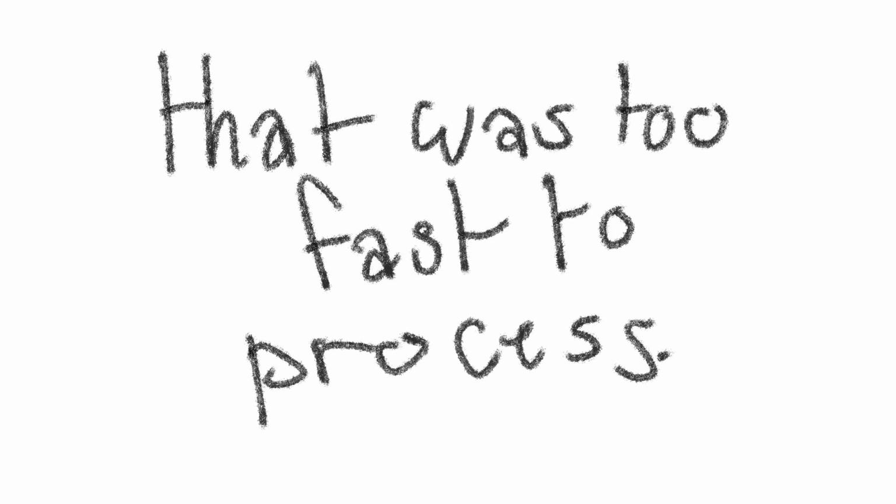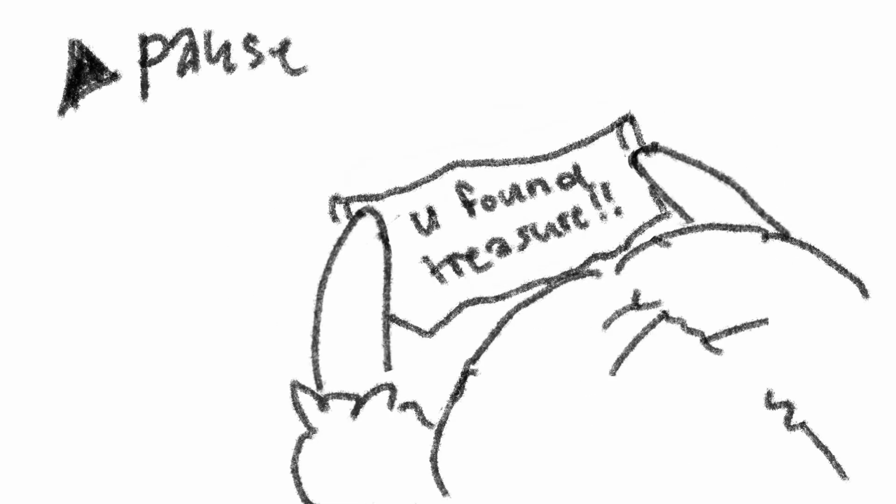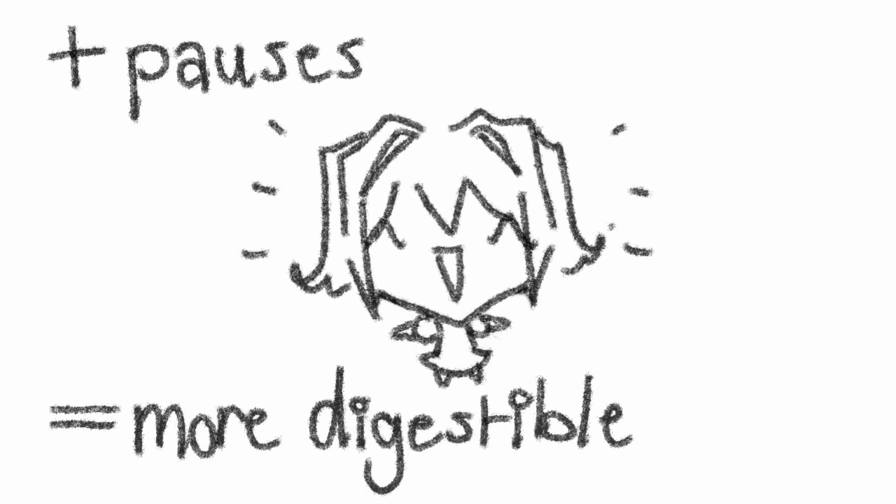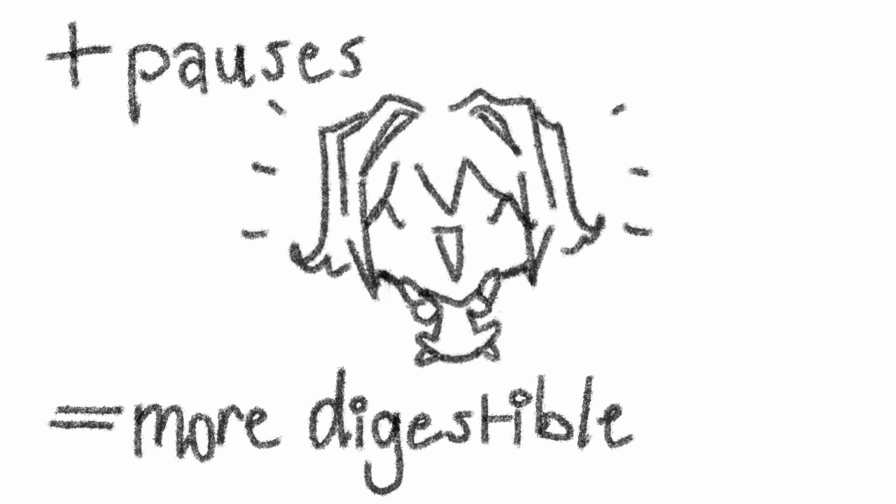Here is another scene, and we have absolutely no idea what's going on because that was too fast to process. Adding pauses would give the audience more time to process what's actually happening. So our girl just opened her treasure chest and took out a little scroll thingy that says, "You found treasure." Now you can see why she's so happy. If you add more pauses, it makes it more digestible. Now taking all of this into consideration will help your audience understand what you're trying to convey in your scene.